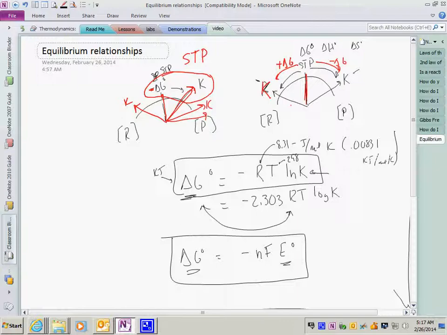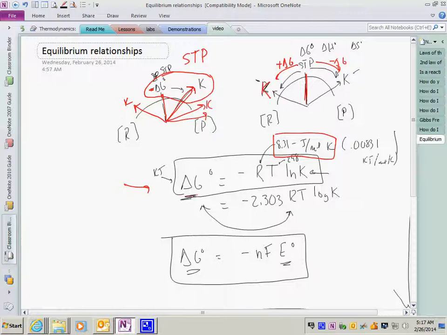So there is a relationship between the magnitude and the sign, and here is that relationship right here. Delta G prime equals negative RT natural log of K. You look on your laminated sheet and you'll find an R value, which is 8.31 joules per mole Kelvin. You want to know where that is.